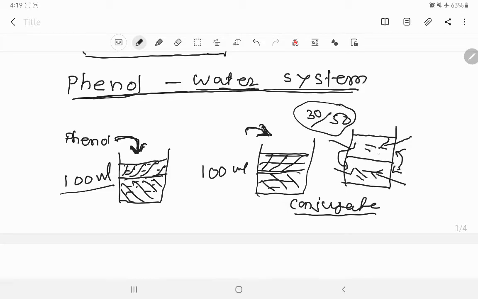Here one solution is phenol in water, the other solution is water in phenol. You know well what is phenol in water and what is water in phenol. Yes, water in phenol means water is a solute, phenol is a solvent. And phenol in water means phenol is a solute and water is a solvent. Okay. One solution is phenol in water, the other solution is water in phenol.